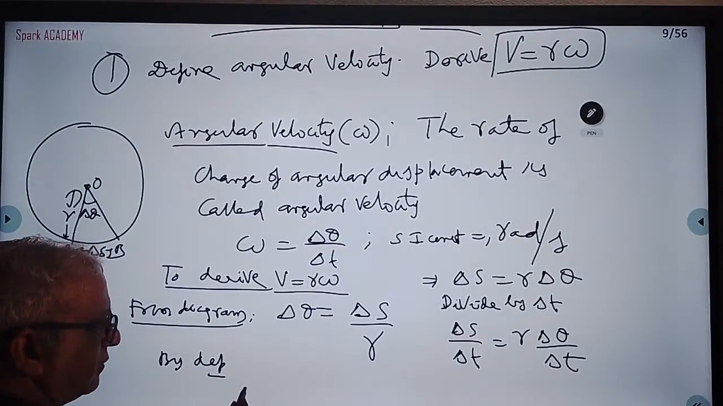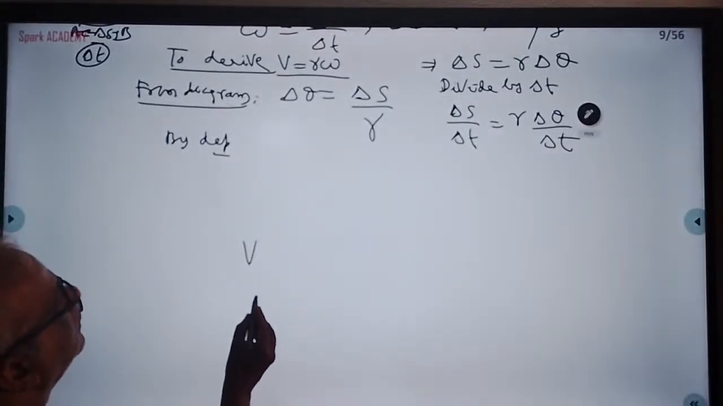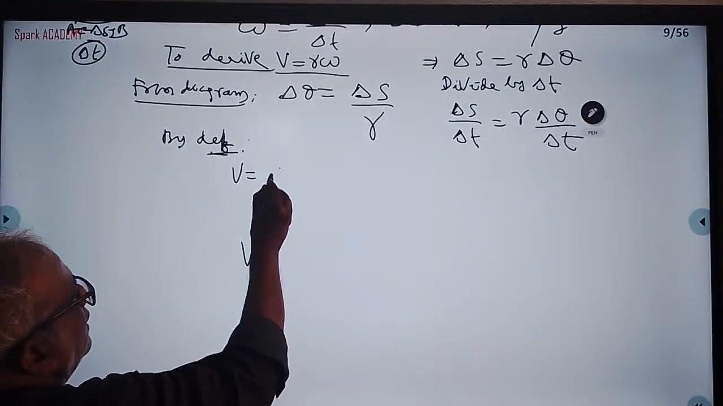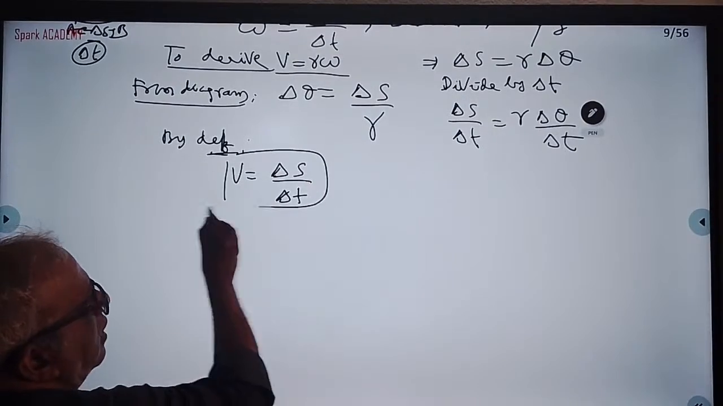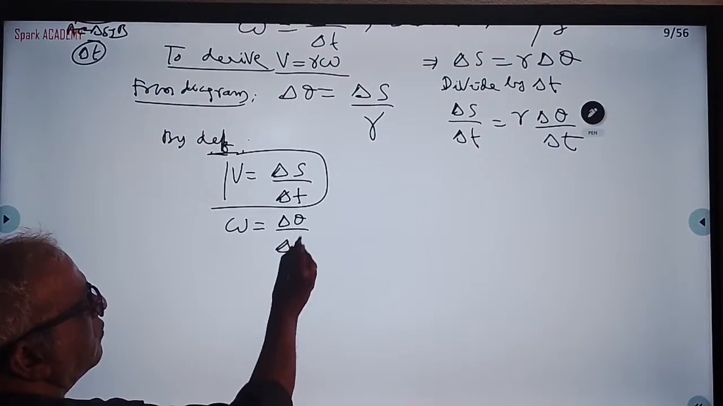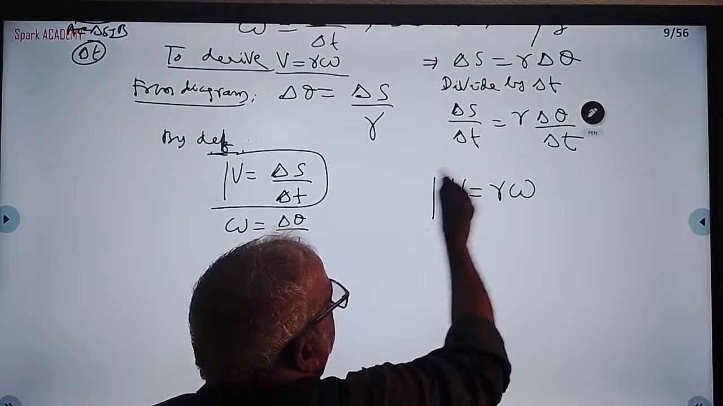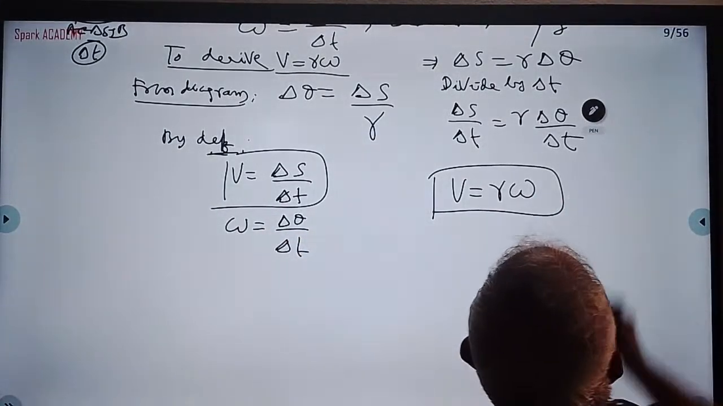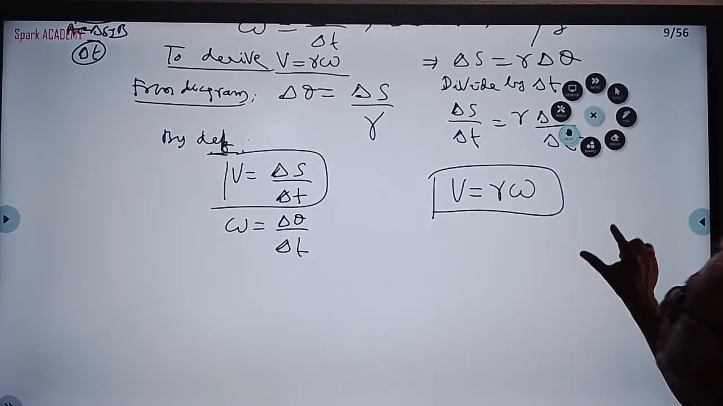By definition, linear velocity V is equal to delta S by delta T, or ds by dt. Omega is delta theta by delta T, which you know already. Therefore, V will become equal to R omega. I will show you this derivation again by moving my hand.